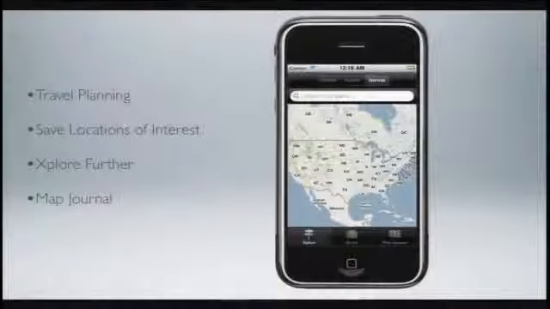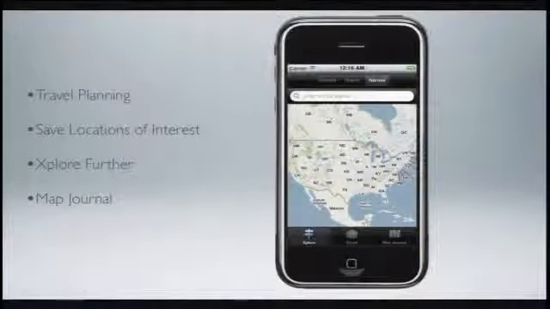So Explore is basically a travel planning app which uses advanced map features that lets you save locations of interest, that lets you explore further from within the app, and also has this cool feature called the Map Journal, which lets you record, basically geotag yourself, maybe add an image. So when you revisit your trips, you can look at these geotag locations and relive some of those memories.